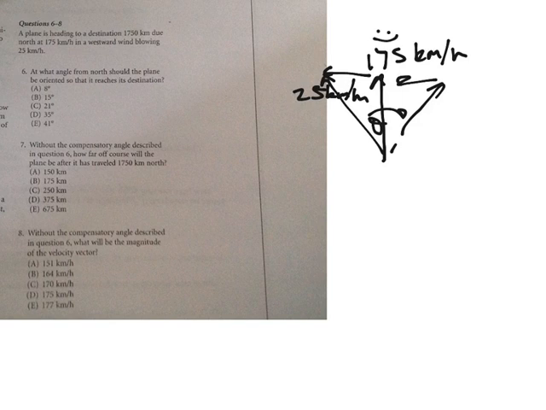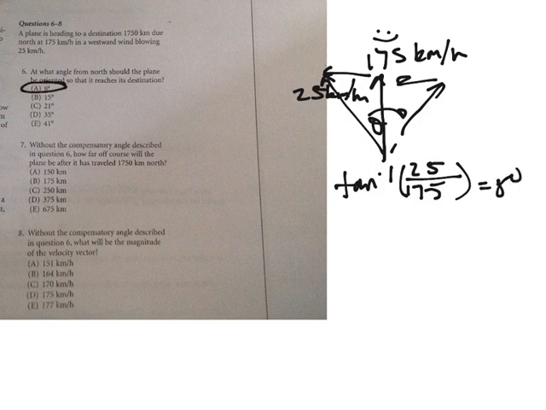Alright, so you have to figure out that angle. And again, this is a tangent problem since it's 175 kilometers north, 25 west. You want to find the angle. So it's going to be tangent inverse of the opposite over the adjacent. So it'd be 25 over 175. And if you put that in, you're going to get about 8 degrees, or A.